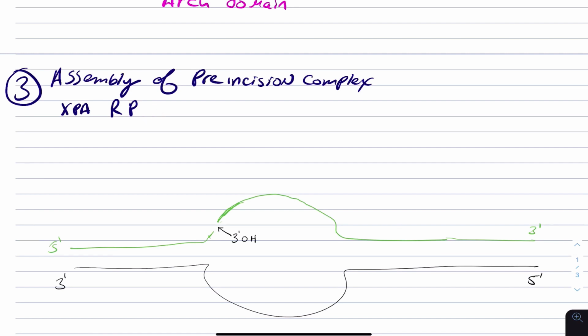There we go. Okay, so XPA is one of them, and RPA is another, and the other one is going to be XPG. So these are the proteins that we need. The first one again being XPA, RPA, and XPG. So what's going to end up happening here is this.